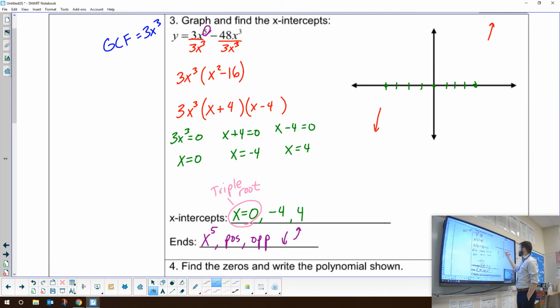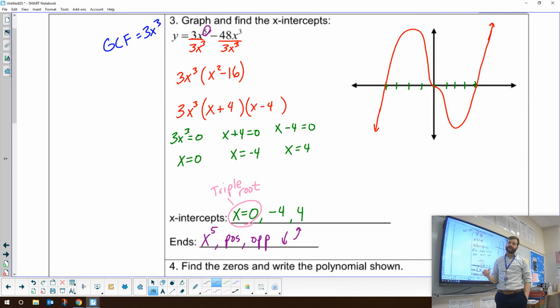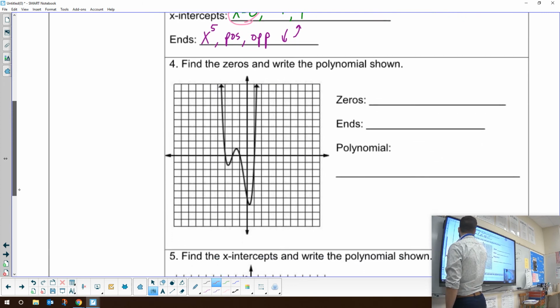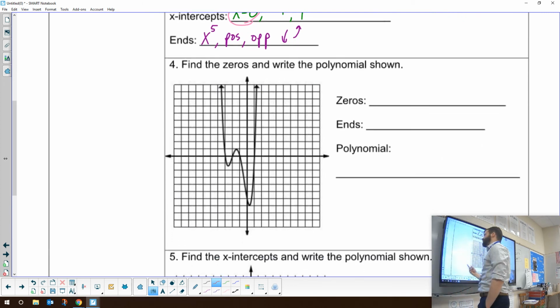We know this 0 is a triple root, so don't forget that. So it's going to go up through here, back down. It's going to have this little kink in it. It's going to go back up that direction. All right? So the hardest part about this is factoring. Being able to graph it, I hope, is pretty straightforward. All right. Now, let's take a look at number 4 and 5. This is where we start with the graph that it gives us, and we write our equation for it.